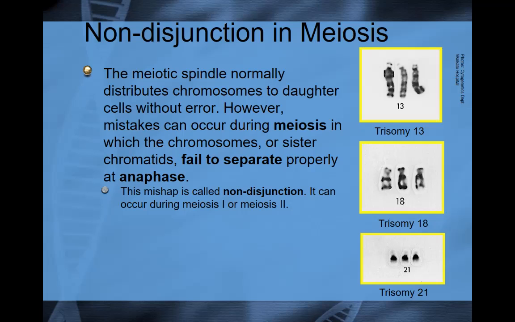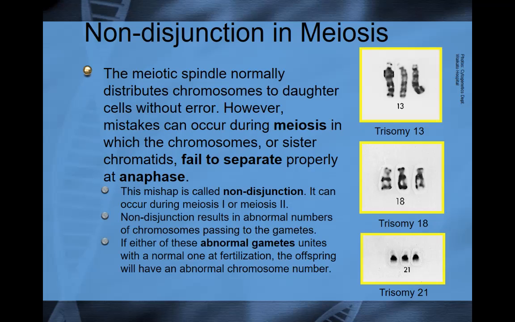All right. But these types of non-disjunction results are more common as maternal age tends to increase. And you can end up passing these on in either the sperm or the egg, depending on what we end up seeing. If either of these abnormal gametes ends up uniting in the process of fertilization that we talked about last class, the offspring is going to have an abnormal number of chromosomes, which leads to an aneuploidy, including trisomies and monosomies. So let's take a look at non-disjunctions, both in meiosis I and meiosis II.